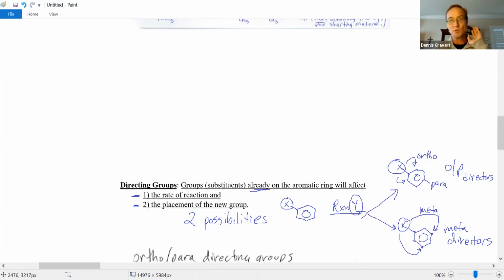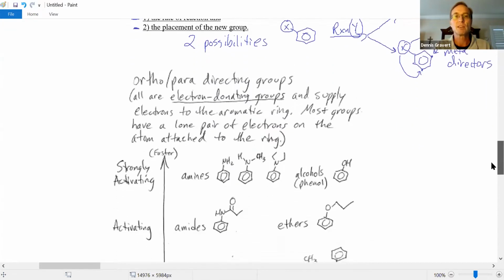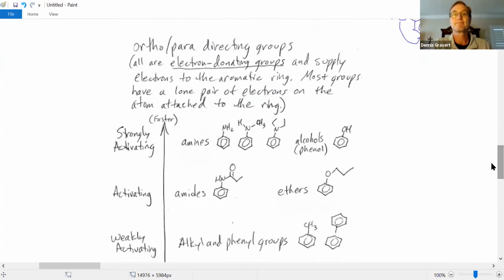Okay, for students who like memorizing, memorize them all. I have lists of OrthoPara directors and a list of meta directors. Go ahead and memorize them all. For the rest of us who like shortcuts, memorize the OrthoPara directors. It's a shorter and it's a nicer list. It has a pattern to it. Okay, so here are the OrthoPara directing groups.